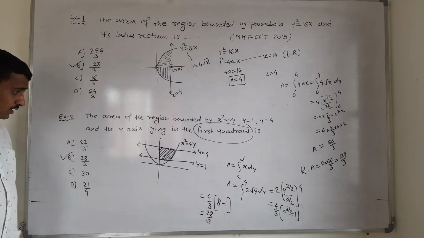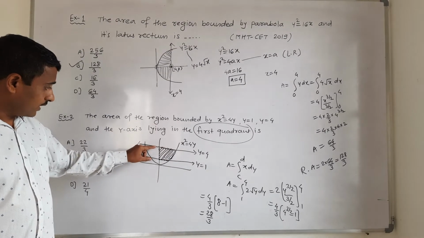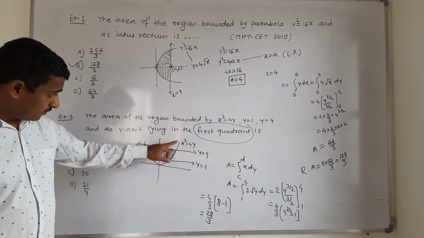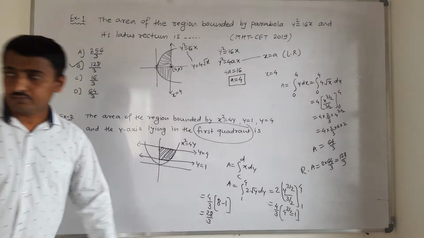Since it is bounded by the y axis, we calculate it with y is equal to 1 to y is equal to 4, and then write x in terms of y. X, that is 2 root y.